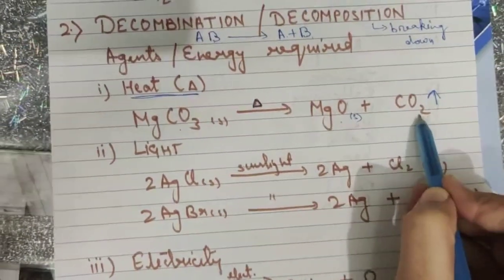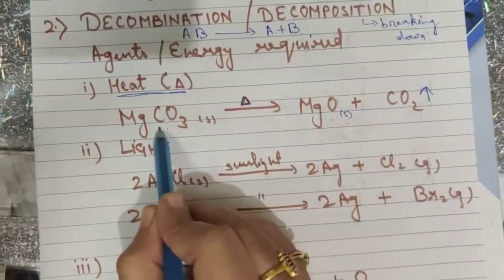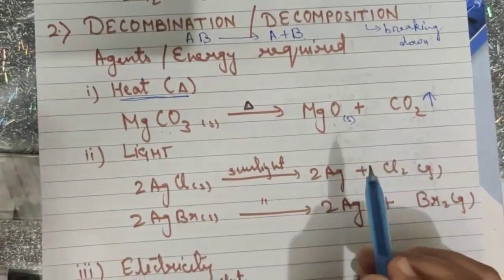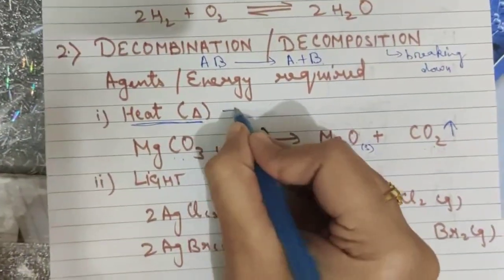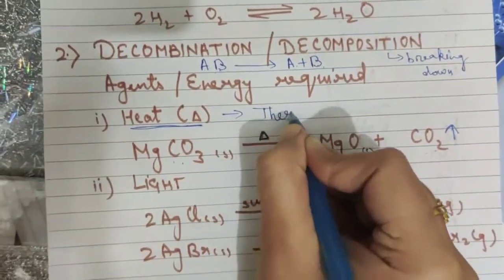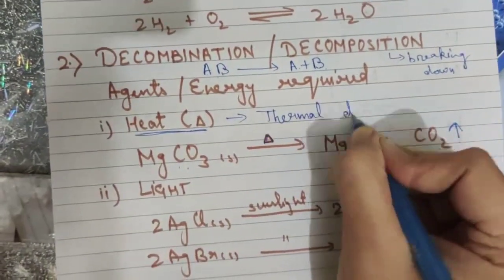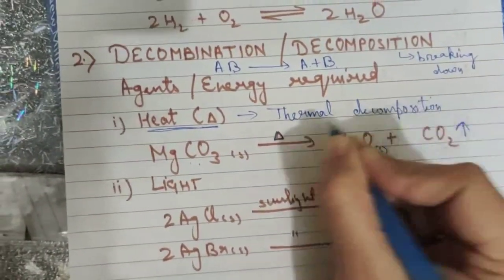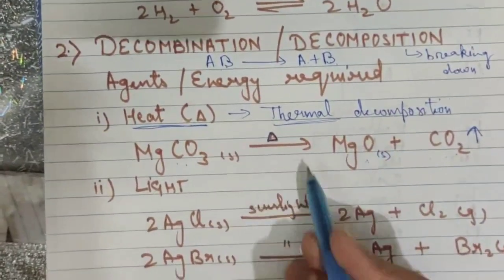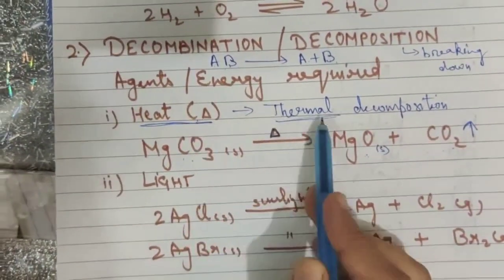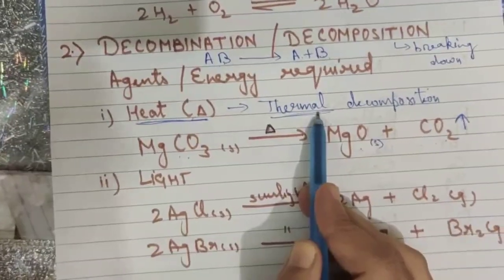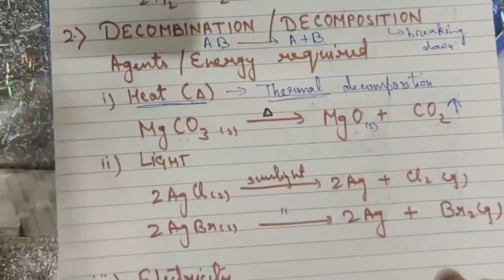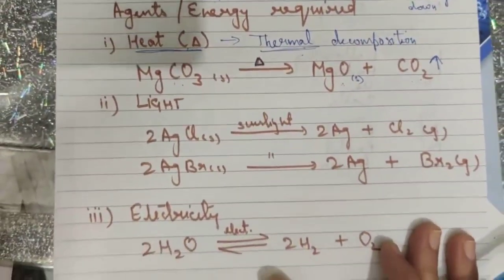In this case, you can see that one single reactant is breaking down to produce two products. This type of decomposition reaction is known as thermal decomposition. Thermal means heat, so the decomposition which occurs in the presence of heat is known as thermal decomposition. There are many other examples which I'll take up later on. First of all, I want to make these types of reactions clear to you.